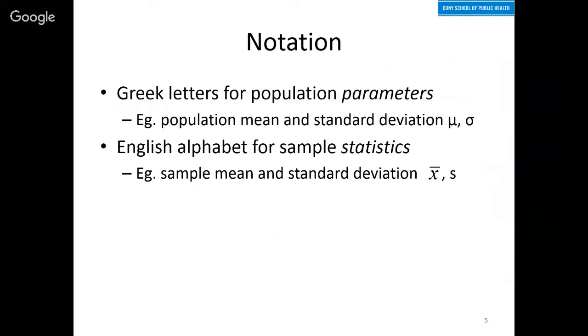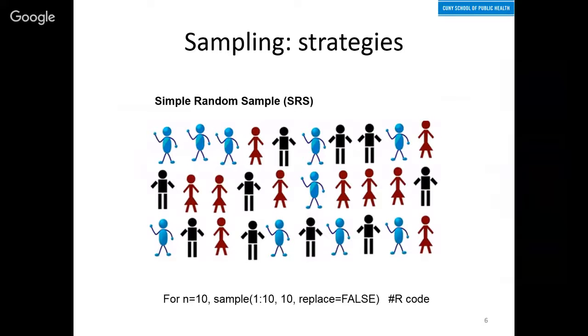So again, we're using Greek letters for population parameters and the English alphabet for sample statistics. And I use the word statistic to mean that it's a description, something calculated from the sample, and a parameter for something that is calculated for the population.